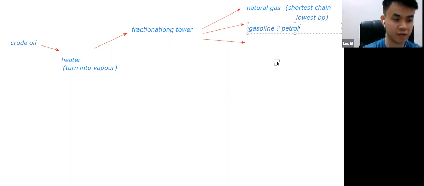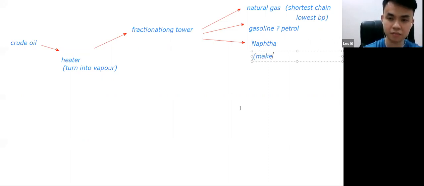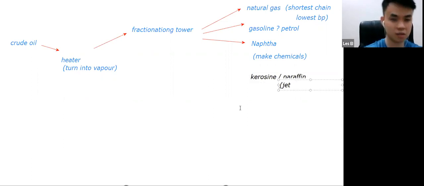Then you have naphtha. Naphtha, be careful with the spelling, PH. The function of naphtha is to make chemicals, so every chemical needs naphtha. And then the next one, you will have kerosene. Kerosene in some textbooks is the same as paraffin. This one is for jet fuel. After that, the next one will give you diesel for diesel machines.